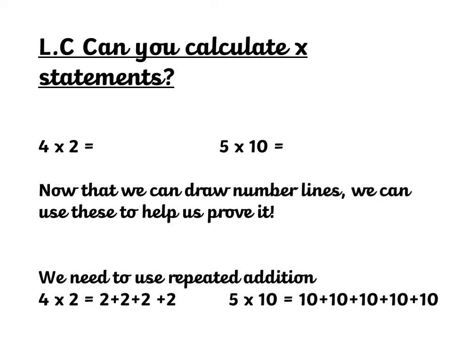And this is what our arrays show. They show repeated addition. So for example, 4 times 2 is just 2, add 2, add 2, add 2. So we're thinking about the 2 times table and we're adding those 2s all up together. And the same with 5 times 10: 10, add 10, add 10, add 10, add 10. So that's 5 lots of 10. Remember that multiplication sign can mean "lots of" as well. So you can say that instead of times, just to remind you how many lots of 10 that is.